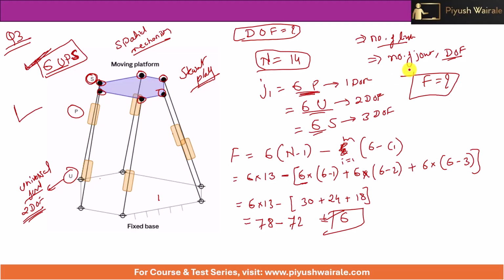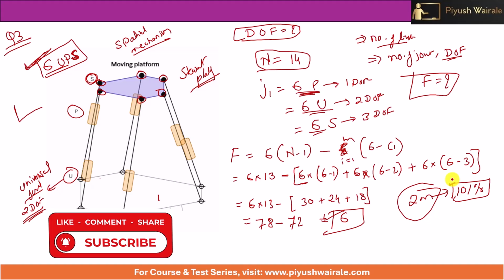If you understand this much, you can get 2 marks in the GATE exam for sure. 101% there will be one question based on degree of freedom. They will give the mechanism and you have to find out the degree of freedom. Okay, so the concept is this much only. You need to solve a lot more questions.